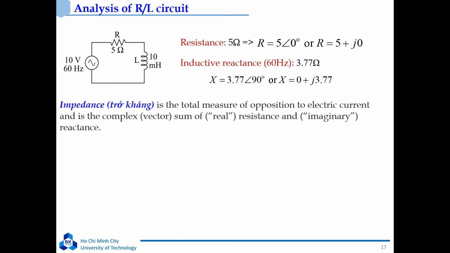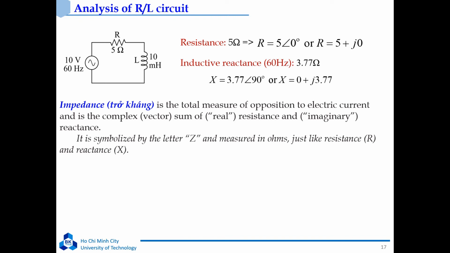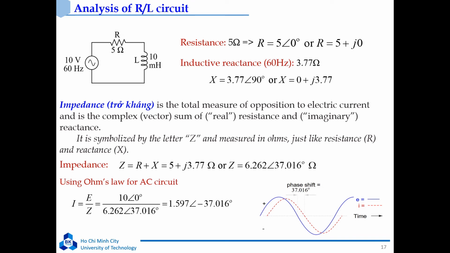Now I will show the new terminology, impedance. It is the total measure of opposition to electric current, and it is the complex sum of resistance and reactance. It is symbolized by the letter Z and measured in ohms, just like resistance and reactance. Total impedance Z equals R plus X, which is 5 plus j3.77. And we can calculate the current through the circuit by using Ohm's law: I equals E divided by Z, which is 1.7.